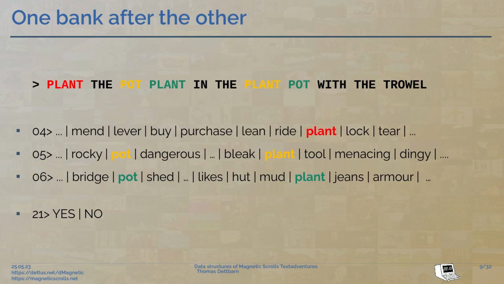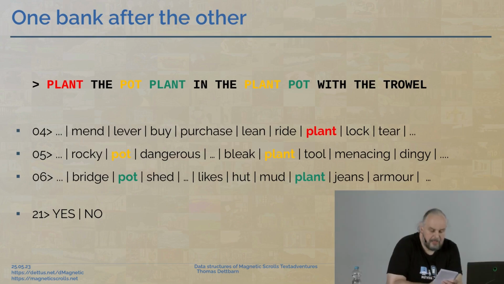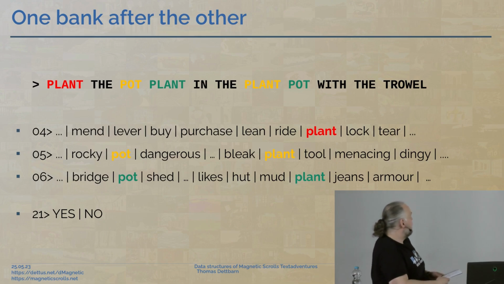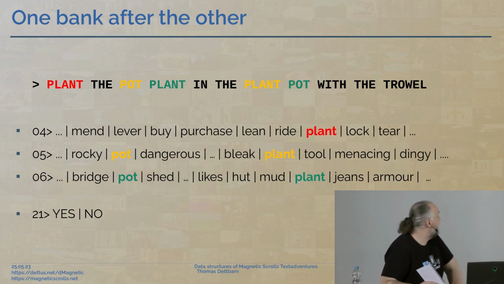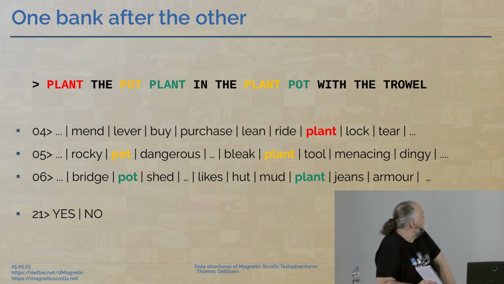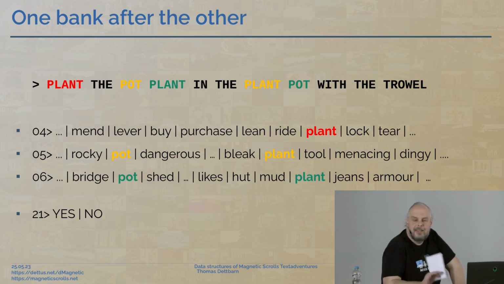Okay, and to give you an idea of how this parser worked, I took the liberty, I decoded the banks 4, 5, and 6, and 21 for you. And when you look at those banks, and you remember the sentence, plant the pot plant in the plant pot with a trowel, then you'll notice that you can find the word plant 3 times in this whole dict section. One in a line with lots of verbs, then in a line with lots of adjectives, and then in a line with lots of nouns.